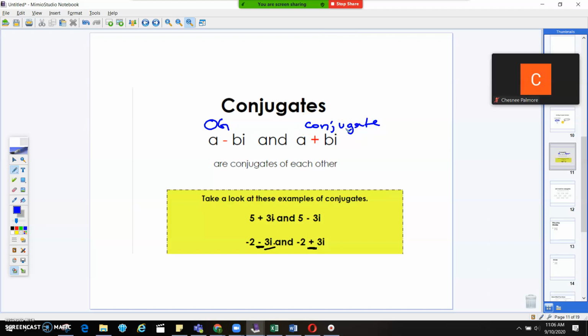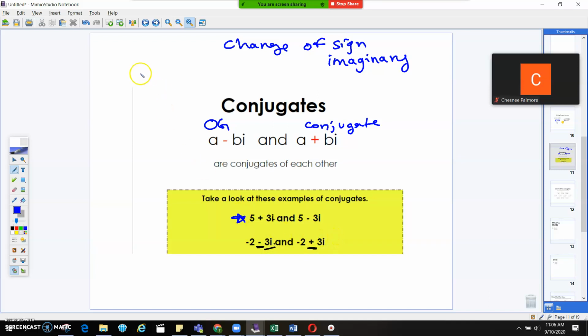So what's the difference? Subtraction versus addition. So it's a change of sign for the imaginary term. Okay? So for instance, in this first example right here, you've got 5 plus 3i. And then for the conjugate, you got 5 minus 3i. So notice how the sign of the imaginary term is the only thing that changed. Same thing down here. You've got negative 2 minus 3i, and then negative 2 plus 3i. Okay, so sign is the only thing that changes.